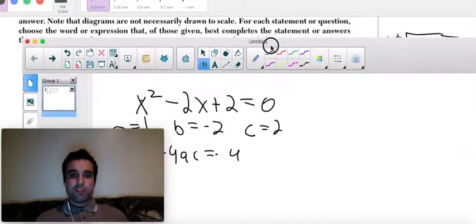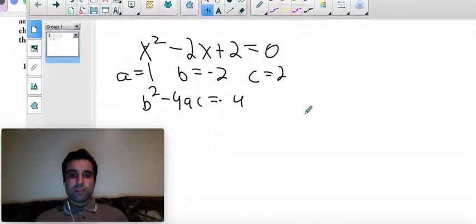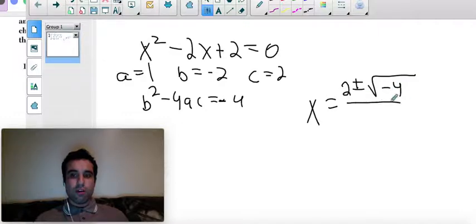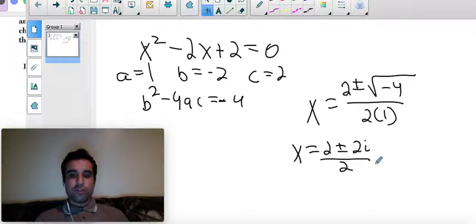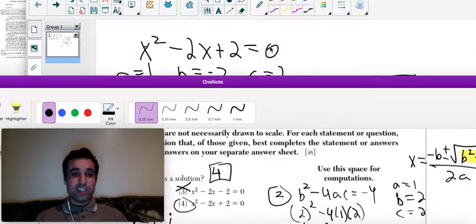So if I substitute into the quadratic formula, it becomes x equals negative b. So if b is negative 2, negative b becomes positive 2, plus minus square root of negative 4 over 2 times 1. That becomes 2 plus minus 2i all over 2, or I could divide them separately. Dividing all terms by 2 gives me 1 plus minus i. So one of them is 1 plus i, one of them is 1 minus i. So our answer is indeed choice 4.